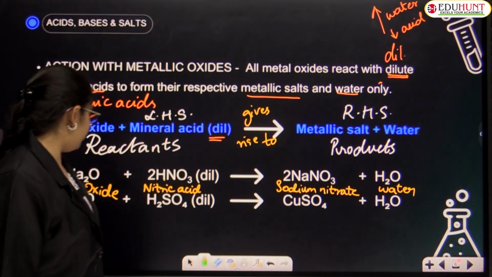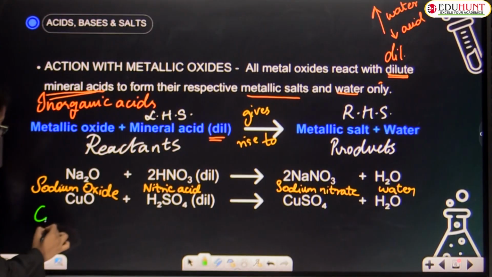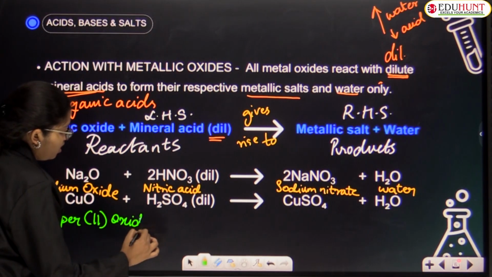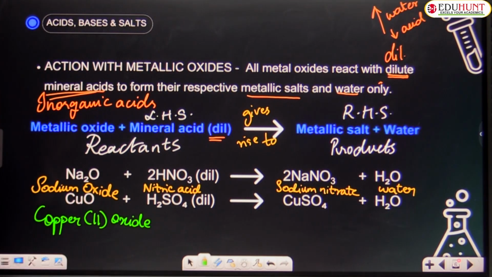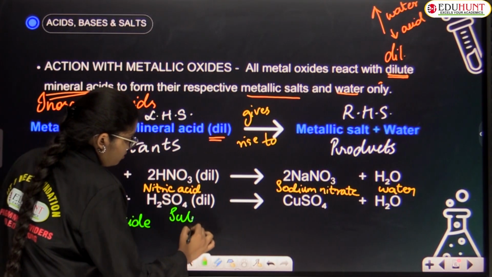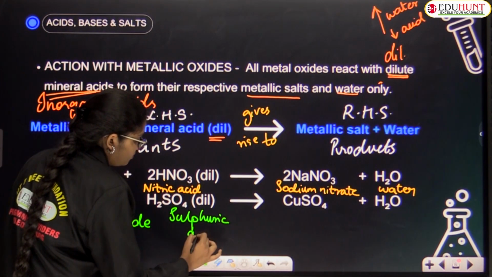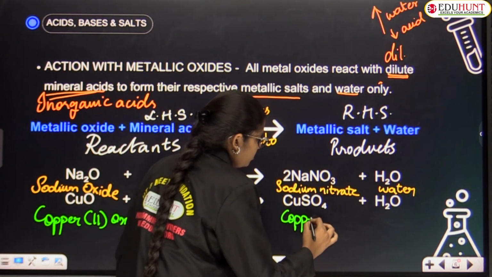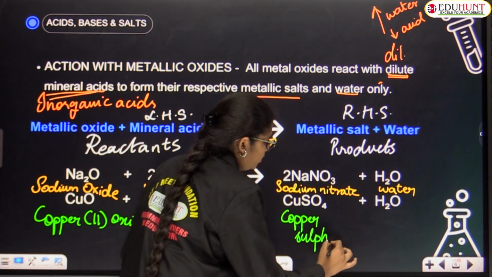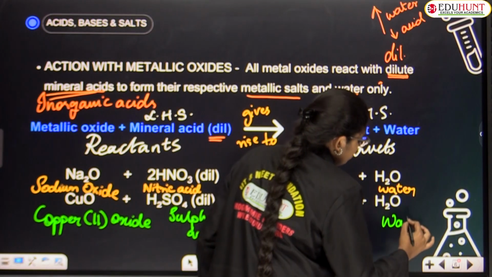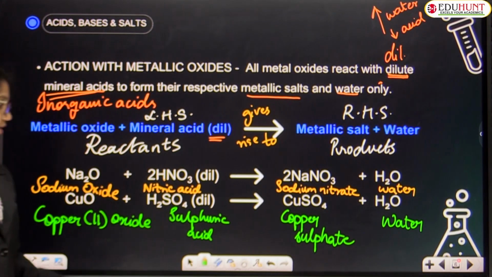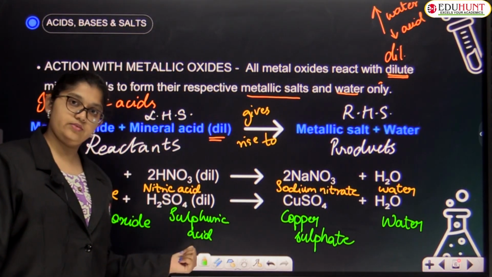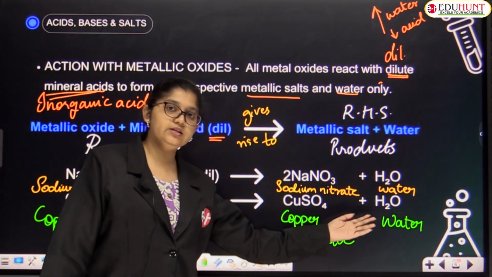Now, the next example for you. It is copper oxide, CuO. Copper is represented as 2 here because of the valency. Copper 2 oxide reacts with H2SO4. You know this, no? What is H2SO4? Sulfuric acid. It gives rise to copper sulfate. And what is H2O? Finally, water. So, CuO plus H2SO4 in dilute condition gives rise to CuSO4 plus H2O.